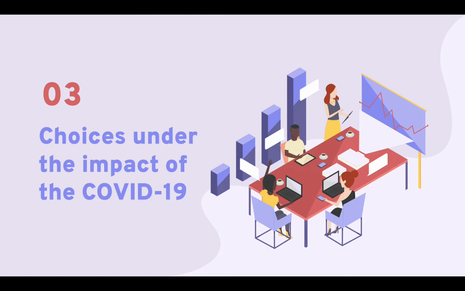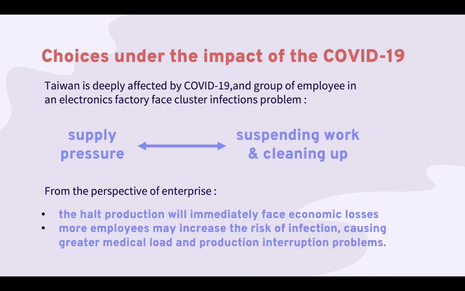In part 3, I'm going to talk about choices under the impact of COVID-19. For example, recently, Taiwan is deeply affected by COVID-19. A group of employees in an electronic factory faced a cluster infection problem. It immediately faced the struggle between supply pressure and suspending work and cleaning up.